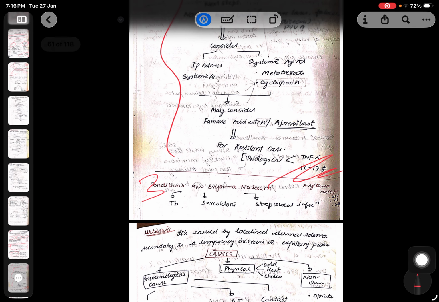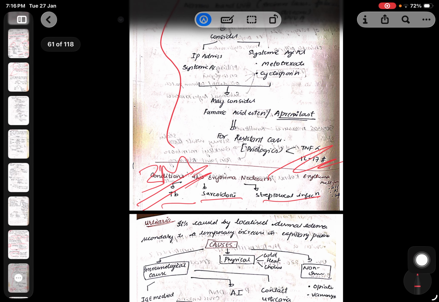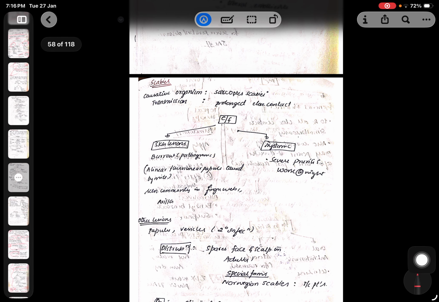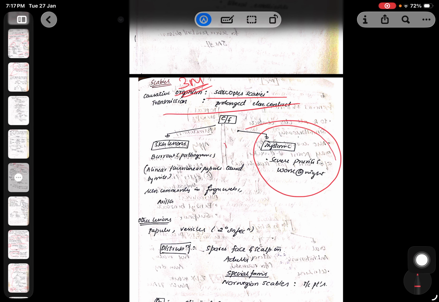Then for 3 markers, you might get questions like what are the conditions which are associated with erythema nodosum, for example TB, sarcoid and streptococcal infection. Then next important thing is scabies. It's a potential 3 marker question. So know the organism. Then again, what are the clinical features? Here you have to just talk about skin lesions, and if there is anything systemic.